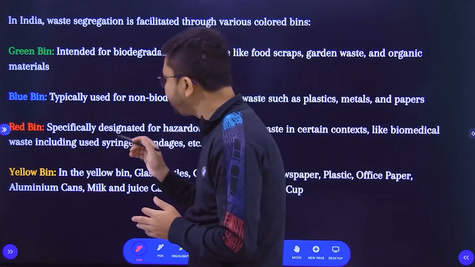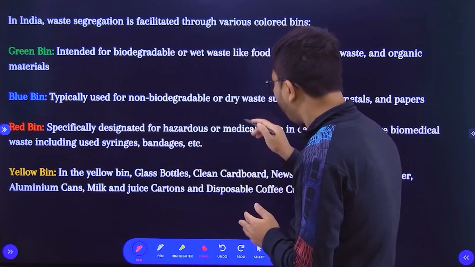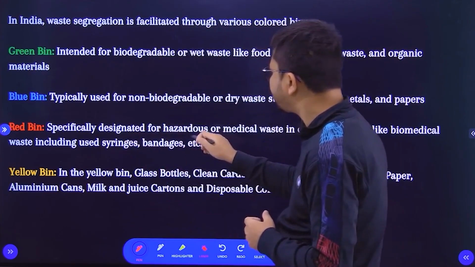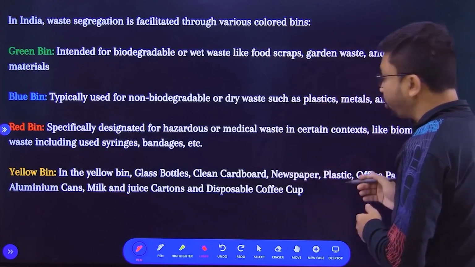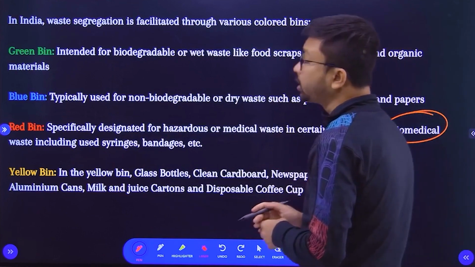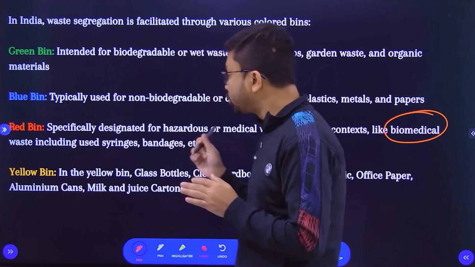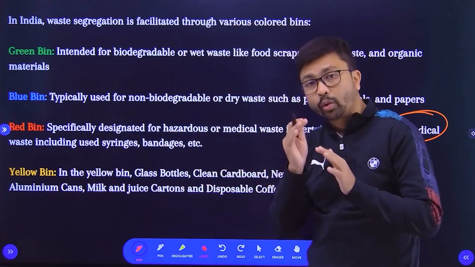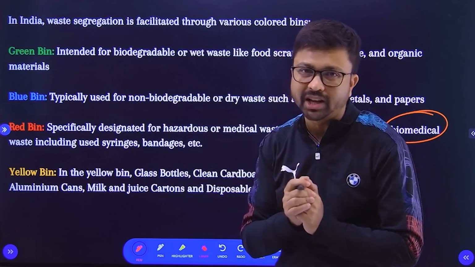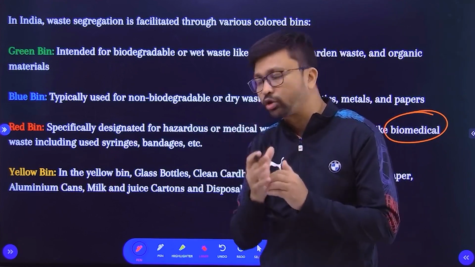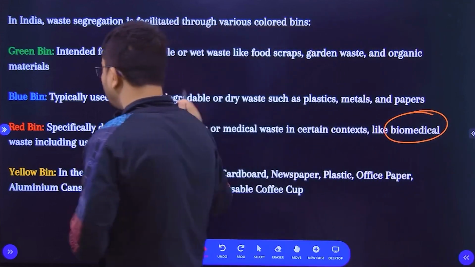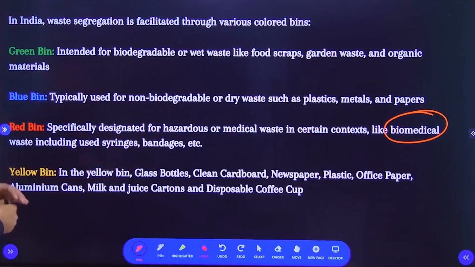Next, red bins are specifically designed for hazardous or medical waste, in certain contexts like waste including syringes and bandages, basically the biomedical waste. This biomedical term is very important. What is biomedical waste? You need to understand that waste including syringes and bandages means the waste materials we get from hospitals, pathological labs, and all those places. Those are called biomedical waste. So the red bin is used for collecting biomedical waste.